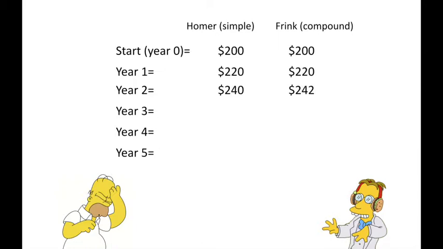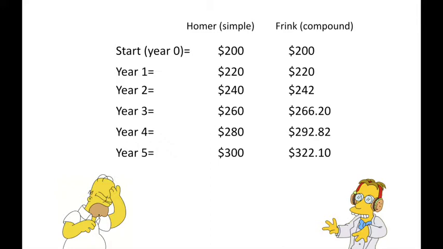Well, let's do some comparing. After the first year, Homer and Frink had the same amount, but after the second year it was a little bit different. The third year a bit different again. And every year Professor Frink is getting more and more money. He ends up with $22.10 extra because he earns interest on interest that he earned earlier. Compound interest will generate more money for you.